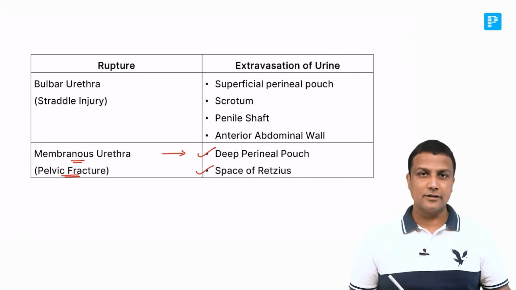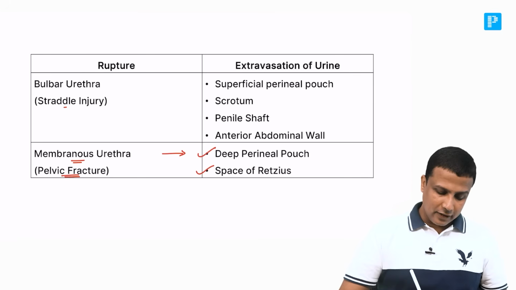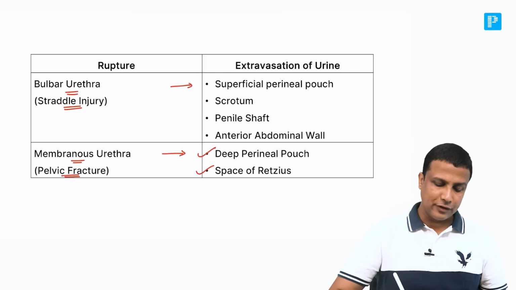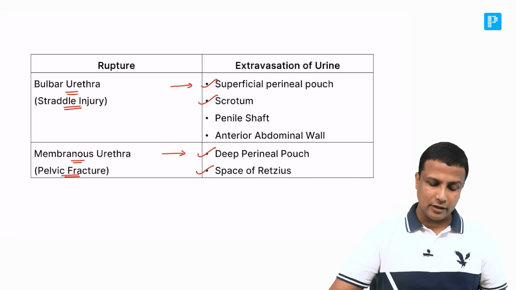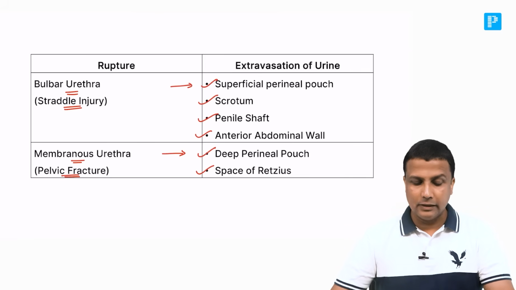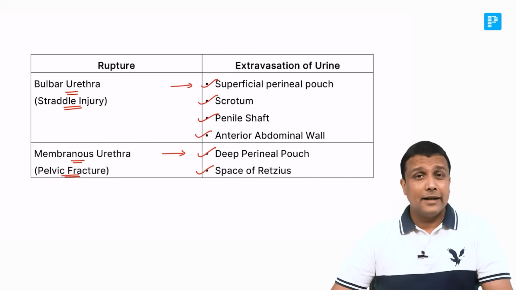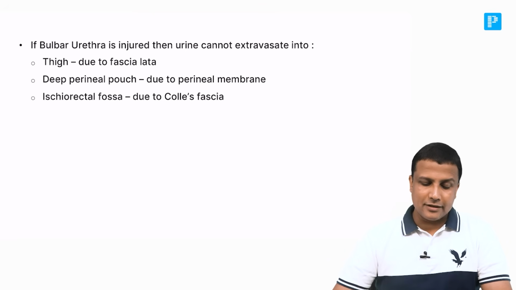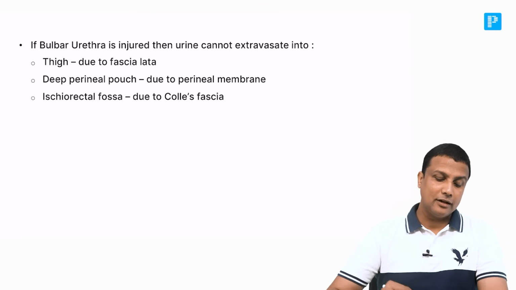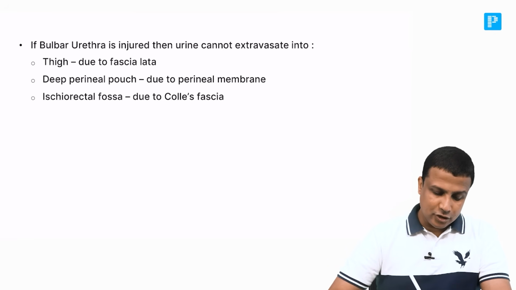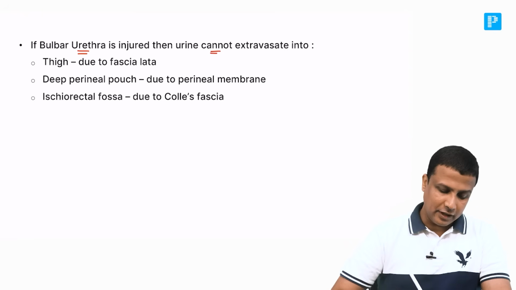and space of Retzius. When there is a straddle injury, bulbar urethra will be ruptured and the urine is going out into superficial perineal pouch, into the scrotum, penile shaft as well as anterior abdominal wall. Now, these are the places where the urine is actually extravasating out. But sometimes in your exam they are also asking where the urine cannot go and what is the reason for that. If bulbar urethra is injured, urine cannot extravasate out into thigh.